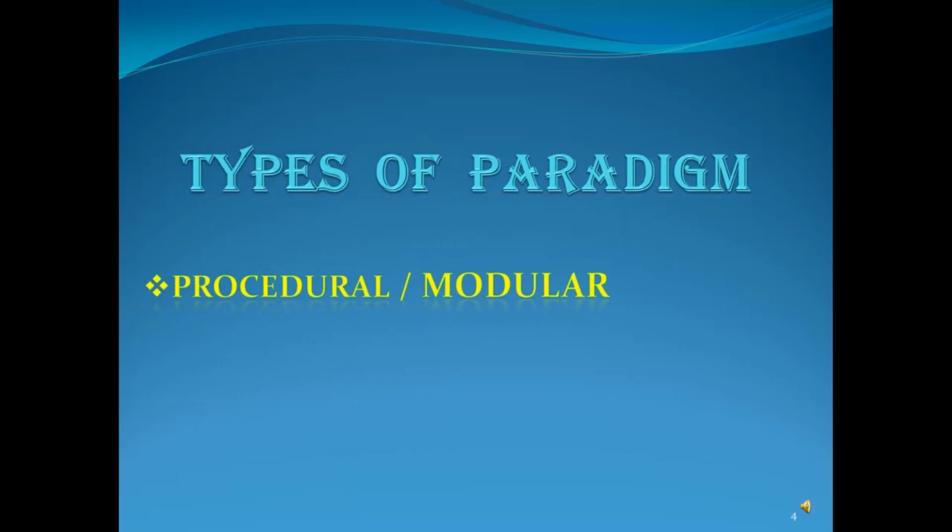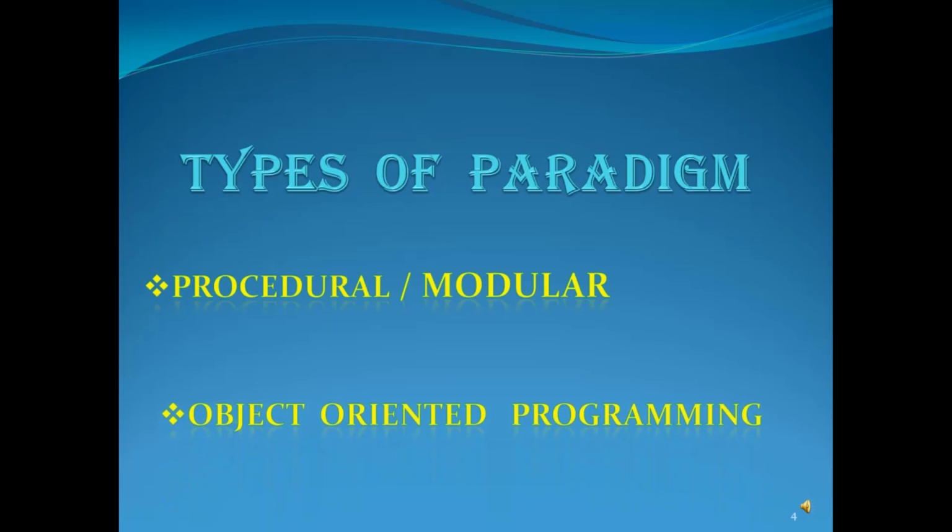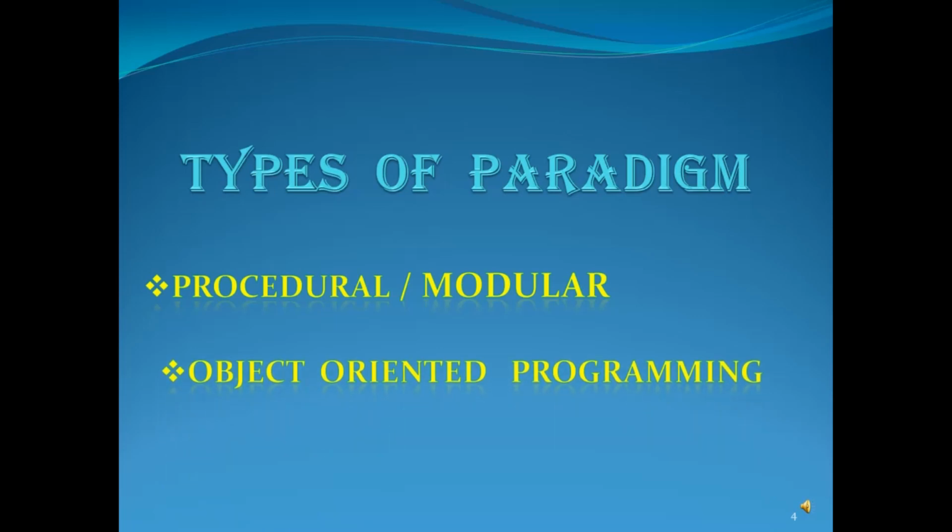Paradigm means a way of thinking or doing things. It is an organizing principle of a program. It is an approach to programming. There are two types of paradigm: firstly, procedural or modular, and secondly, object-oriented programming.